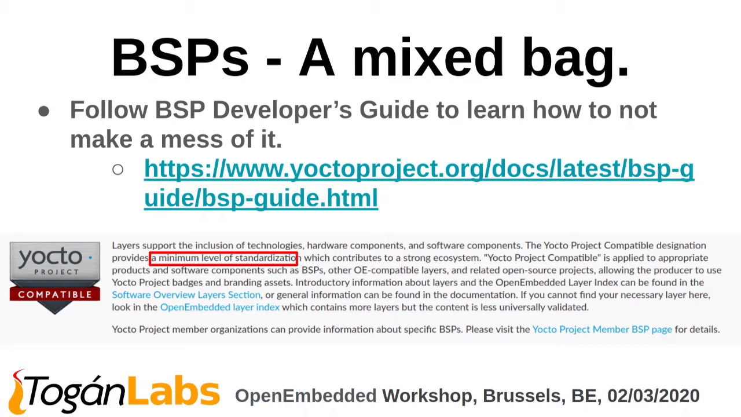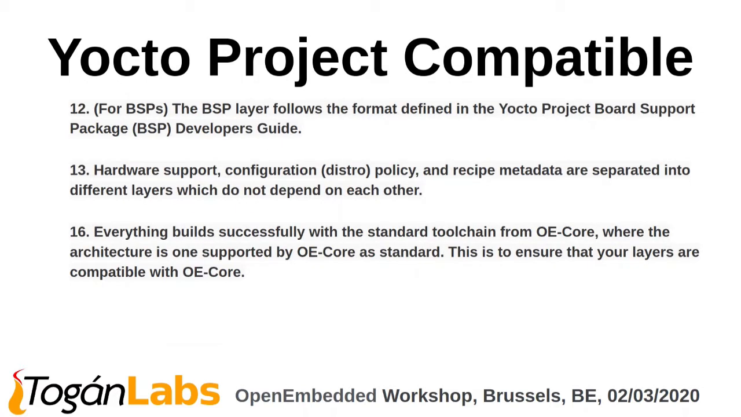If you look at the Yocto Project Compatible badge, a minimal level of standardization, we are not seeing that. Part of this is because there's a lot of self-certification around this. So if you take a look at the Yocto Project Compatible how-to, number 12: the BSP layer follows the format defined by the Yocto Project Board Support Package Developer Guide. Who has seen things on layers.openembedded.org that do not follow the board support guidelines?